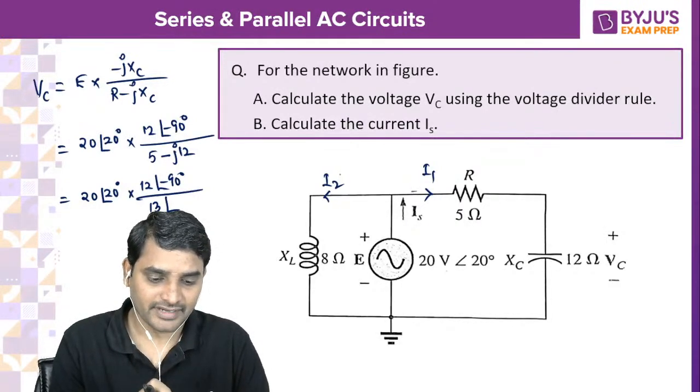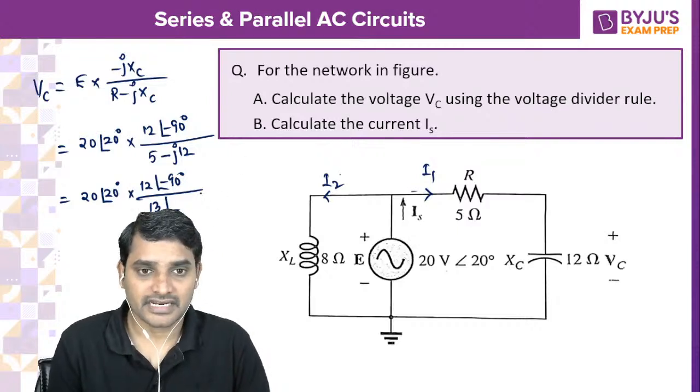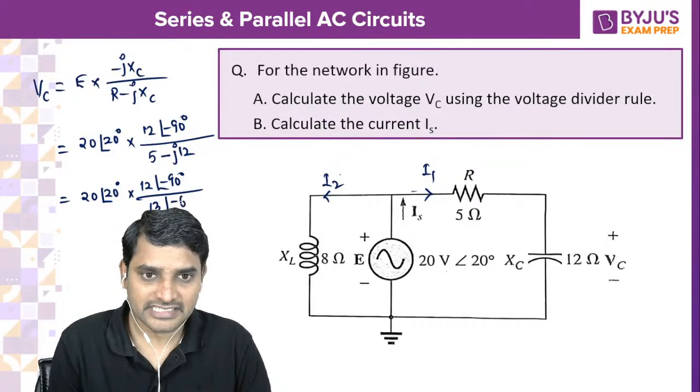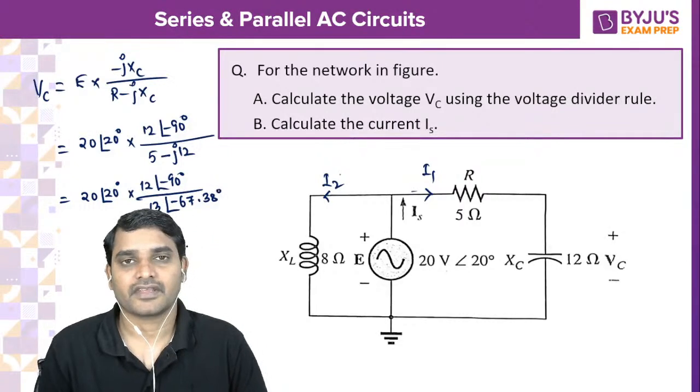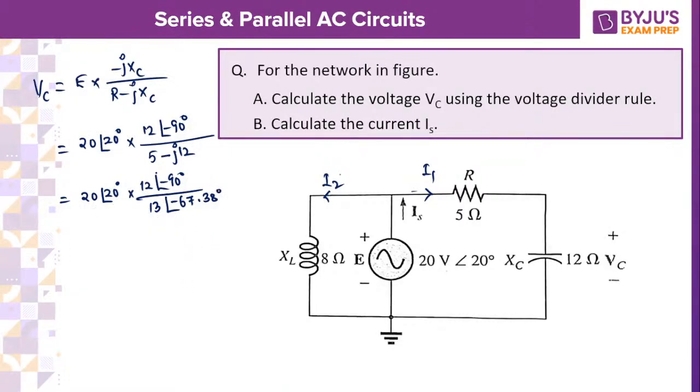Minus 12 by 5. So tan inverse of minus that, we are getting it as minus 67.38 degrees. So this is the VC I am getting. So simplify this one.